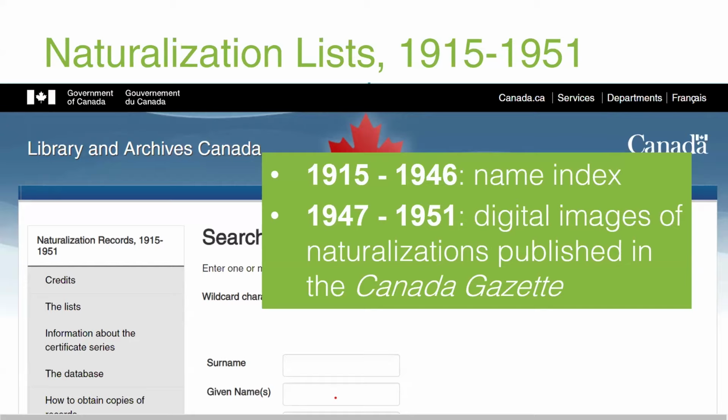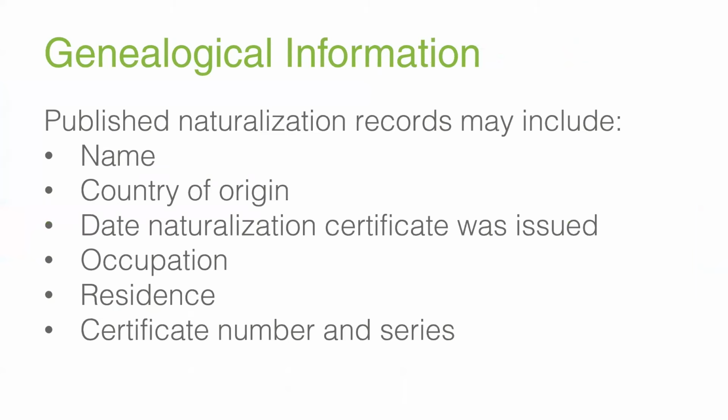So it's a really great database to use, but just be aware that they don't have all that much information, but it's still a great tool and a great resource to go look at just in case there's more. They generally have the name, a country of origin, the naturalization date that the certificate was issued, occupation, residence, and hopefully some more certificate number and series so you can then go and submit to try to get the full naturalization records.